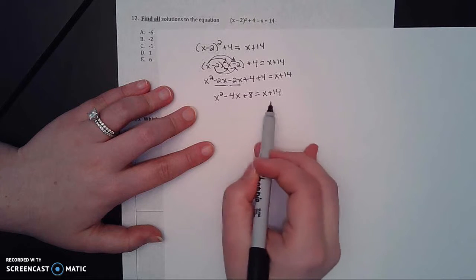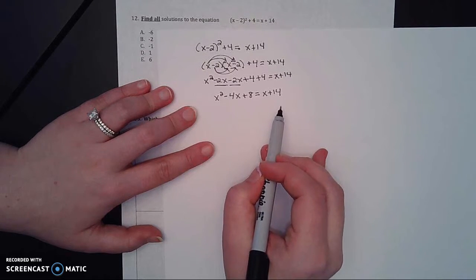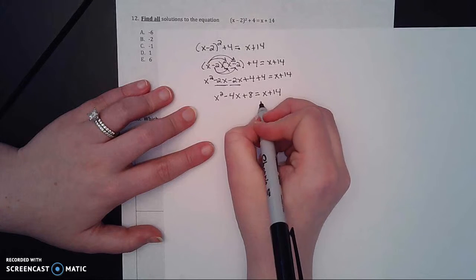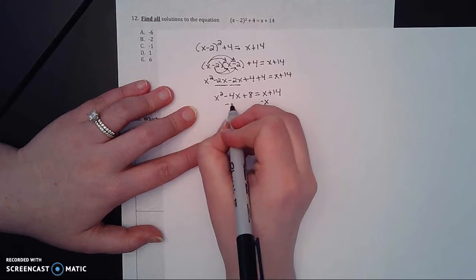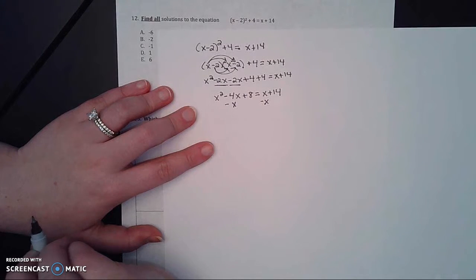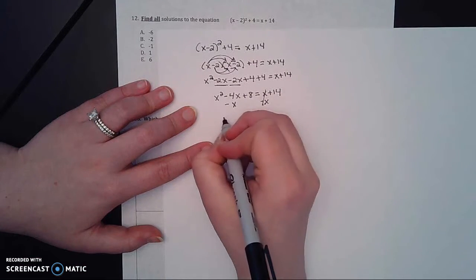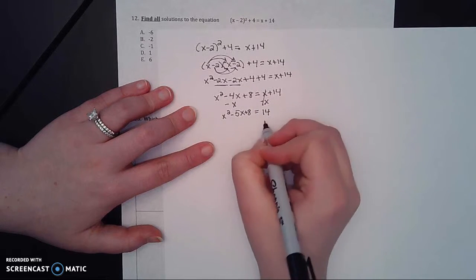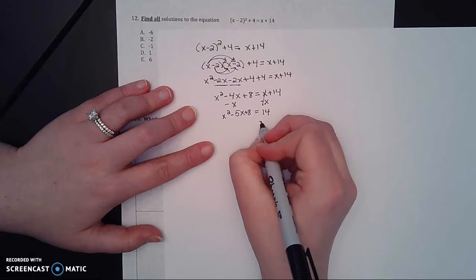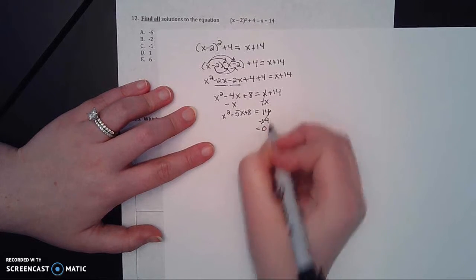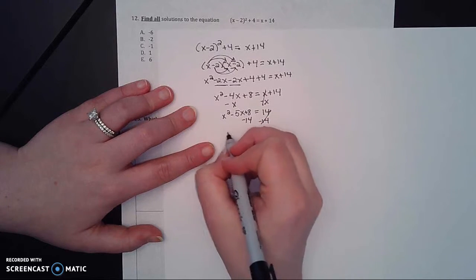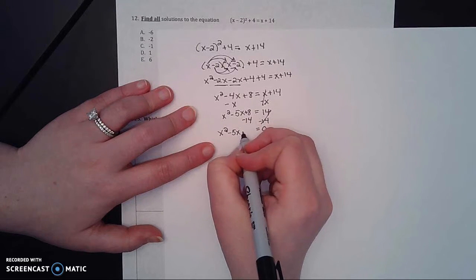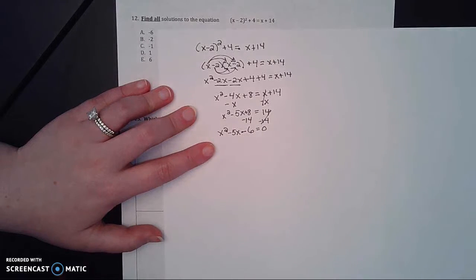But I have this x and 14 on the right-hand side. To be able to factor, use a quadratic formula, anything, 0 has to be on one side of the equal sign. So I'm going to move this x over by subtracting x to the other side, and that lines up with my negative 4x. They're like terms. So now I have x squared minus 5x plus 8 equals 14. One more step. I have to subtract the 14 to the other side so that it equals 0 over here. Subtract 14 from 8. So now it's x squared minus 5x, and 8 minus 14 is negative 6.